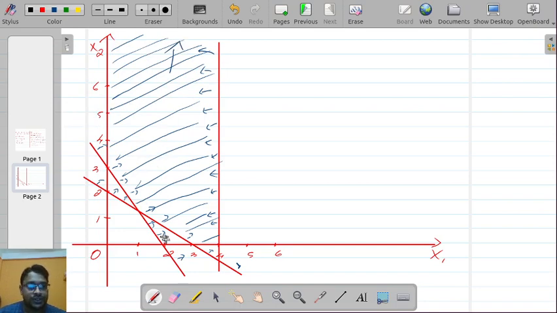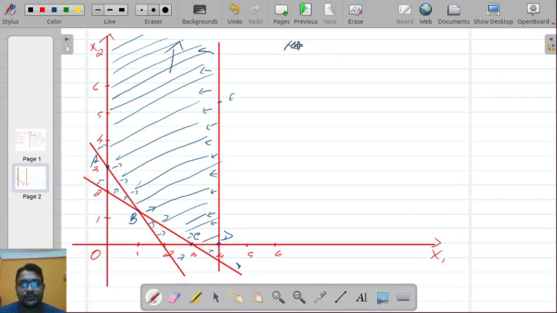So the shaded region, let us name it. Let us start naming from here, say A, then this will be B. These are the points, this point, then this one, C, D, and say somewhere here E, etc. Like that. So there is no upper bound. So we are able to draw the feasible region.